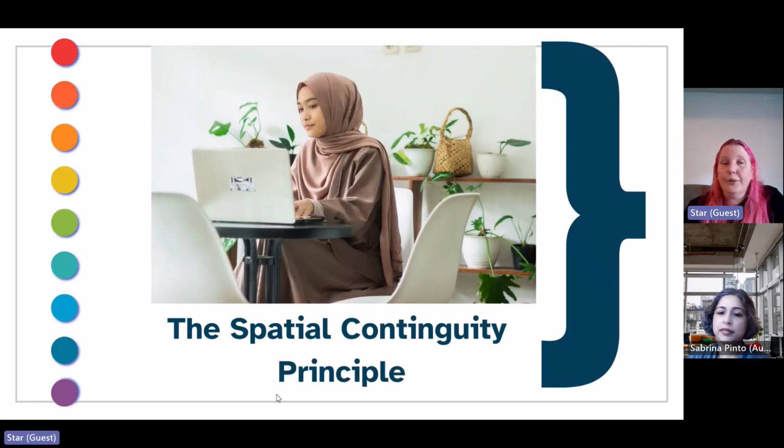The spatial contiguity principle says that we learn best when relevant text and visuals are physically close together. So like you can see here, the picture is physically close to the title.